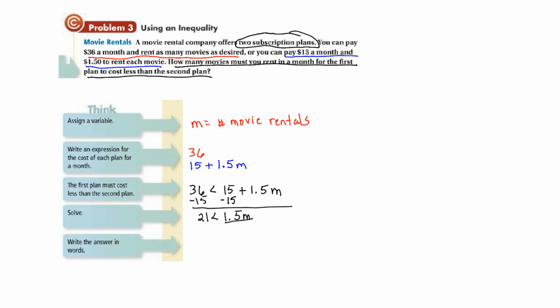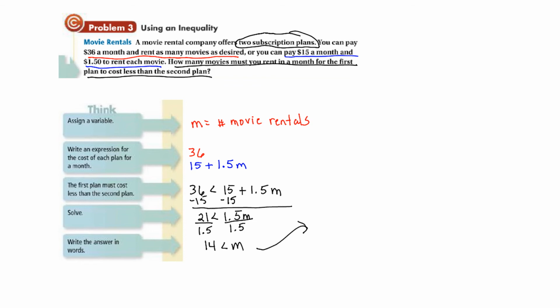And then I divide both sides by 1.5. 21 divided by 1.5 is 14. So I get 14 is less than M. So let's relate this back to what it's actually saying. Sometimes it's easier to understand if we can write it with the variable on the left.